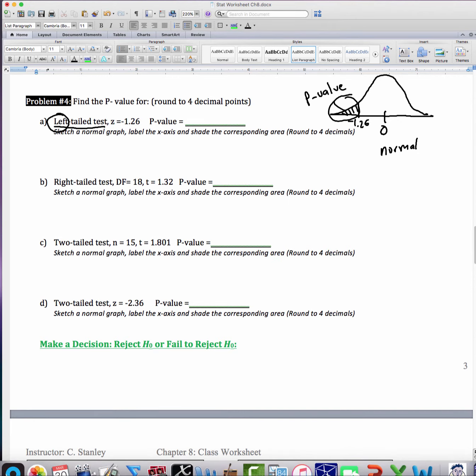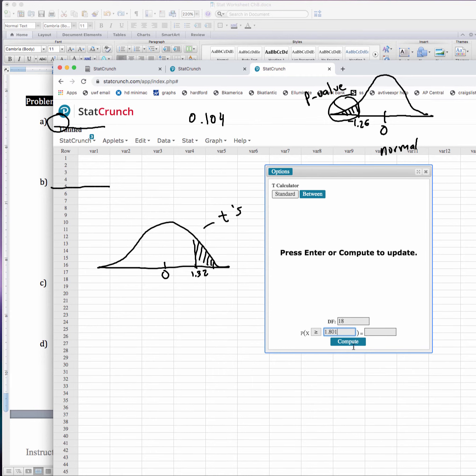Now notice, since this is the right side, this has to be a greater than. We've kind of done all this stuff in different aspects of the class. And 1.801 and compute: 0.044.